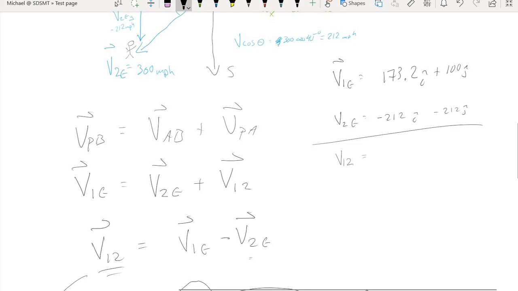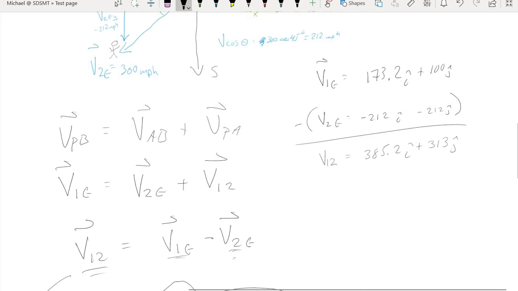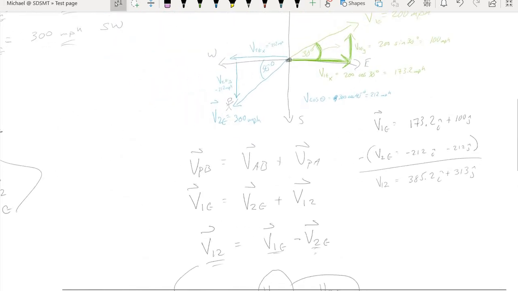I just have everything stacked up in column form. So we have v1g minus v2g. So I need to subtract this second line from the top line. We now have 173 minus a negative 212. And this is going to give us 385.2 and a 313. And both of those came out positive.